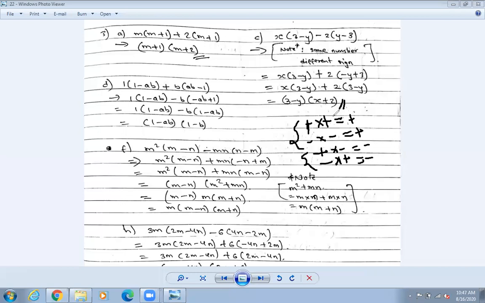Okay. So listen again. So here, x, 3 minus y. So if there is a different sign, okay, so instead of minus y, there is plus y. Instead of plus 3, there is minus 3.